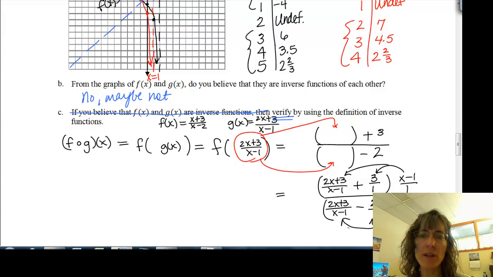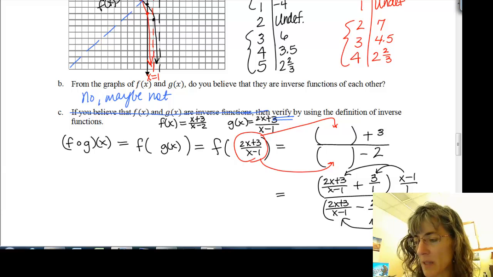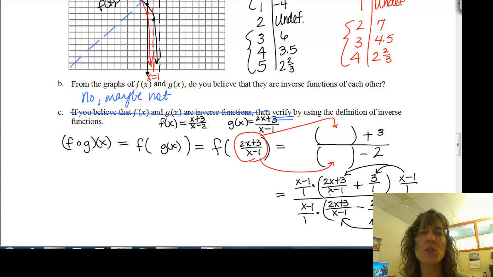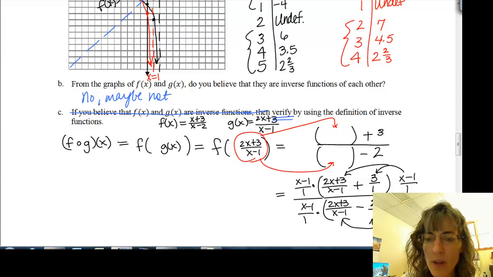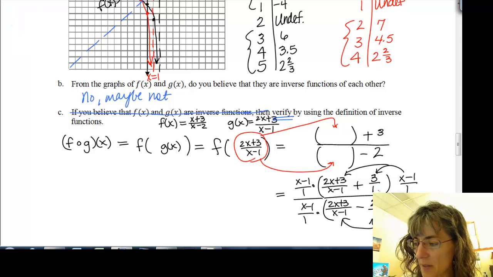Same thing on the denominator. Each term is going to multiply by the x minus 1. And I left a little space because it's really handy if I just write x minus 1 over 1 here, and then the x minus 1 over 1 here. So every term has its own x minus 1 over 1. Now I can reduce things. So these x minus 1s go, and those go.